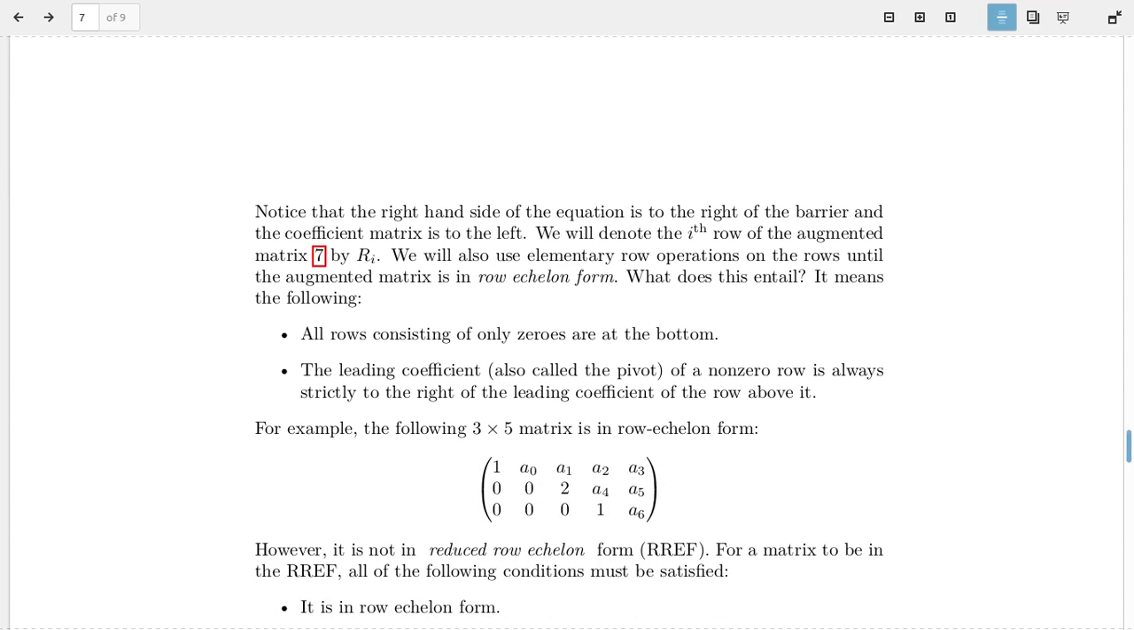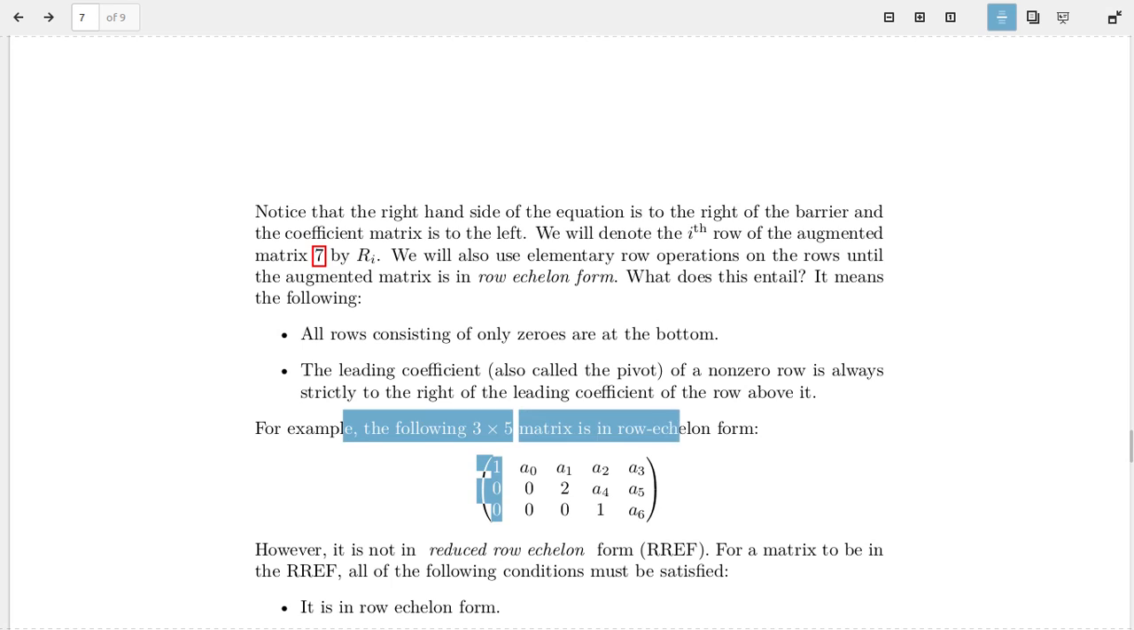The leading coefficient, meaning the first non-zero coefficient of a non-zero row, is always strictly to the right of the leading coefficient in the row above it, right? So this 3 by 5 matrix is in row echelon form.